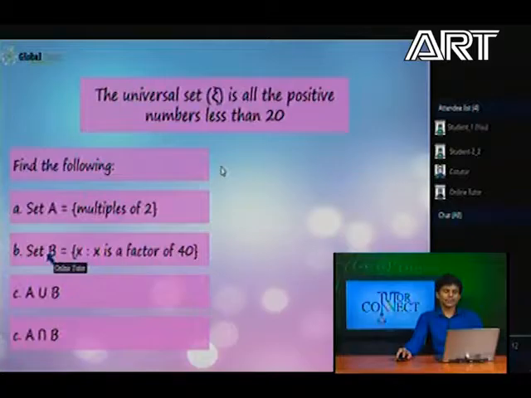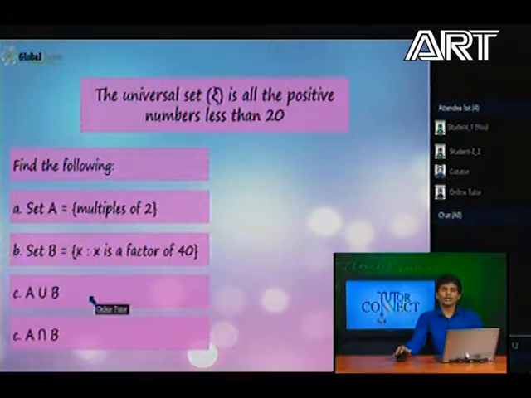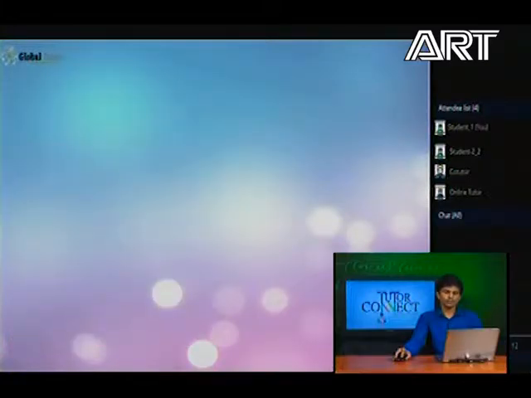Next is set B, which equals x such that x is a factor of 40. The C part of this question is A union B, which means that we have to add the total of A and B. And the next part of this question is A intersection B, which is the common elements of A and B. Let us now go through the answers of this question.